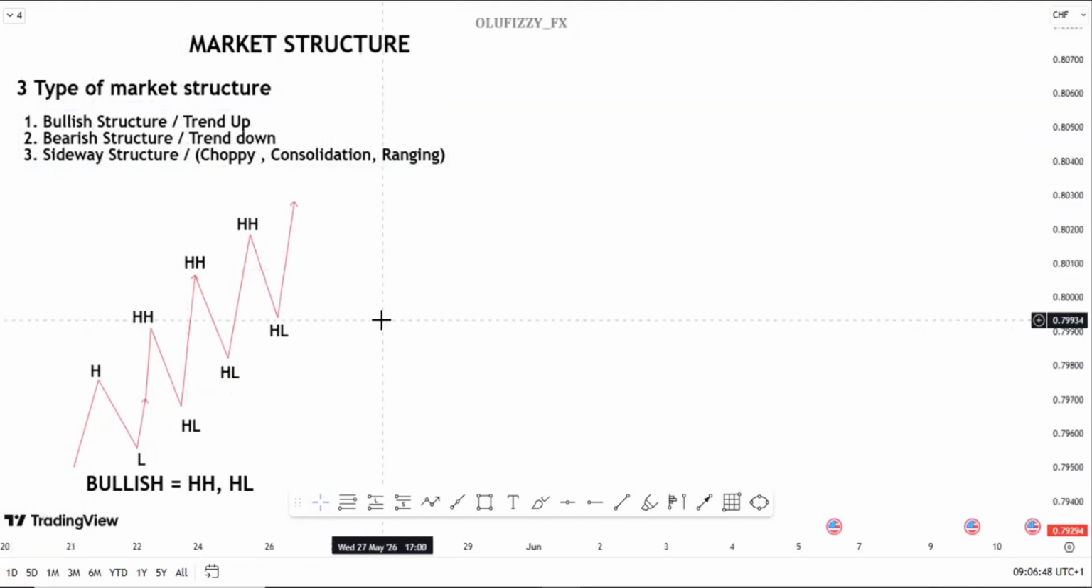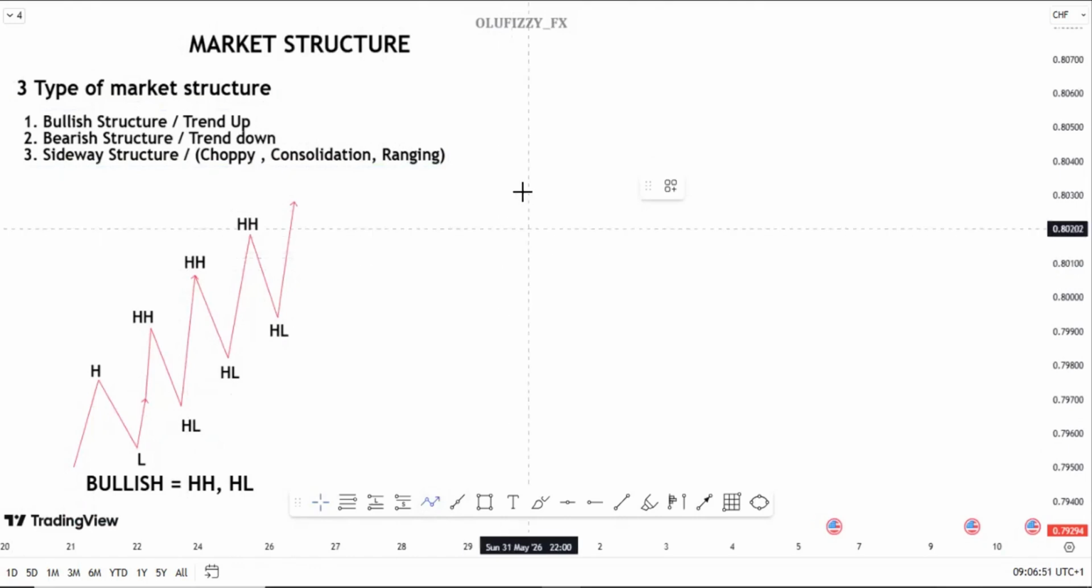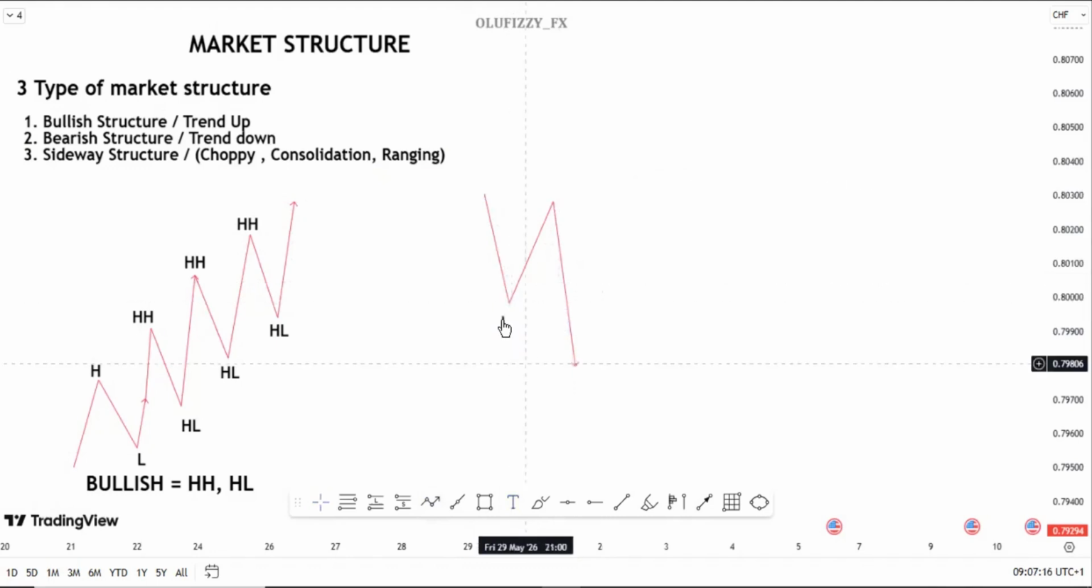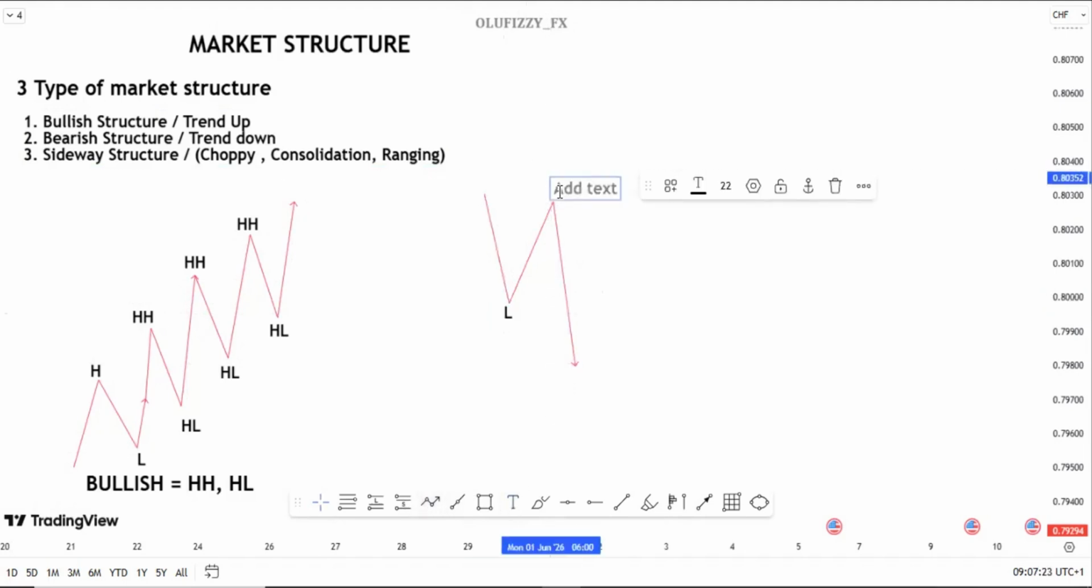So for bearish market structure, a bearish market structure is when price starts giving you a series of lower highs and lower lows. Firstly, we have a low here, right? We have a low, we have a high, and price can decide to do something like this after price creates this low and this high. Price can decide to do something like this and start giving us higher highs.